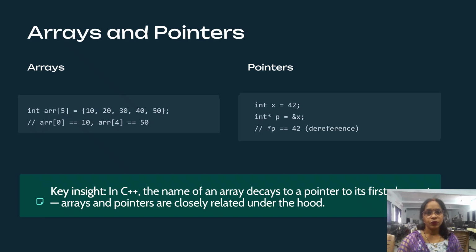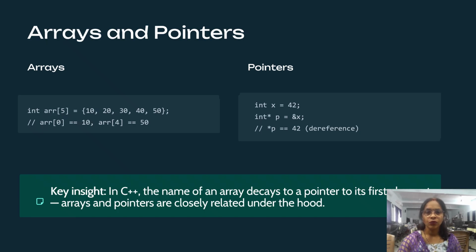Now, what are arrays and pointers? I already told you that an array is a fixed-size collection of elements of the same type. For example, here is an int array. The array stores the same data type: 10, 20, 30, 40, these are all integers, and it stores four data items. Array indexing always starts from 0.